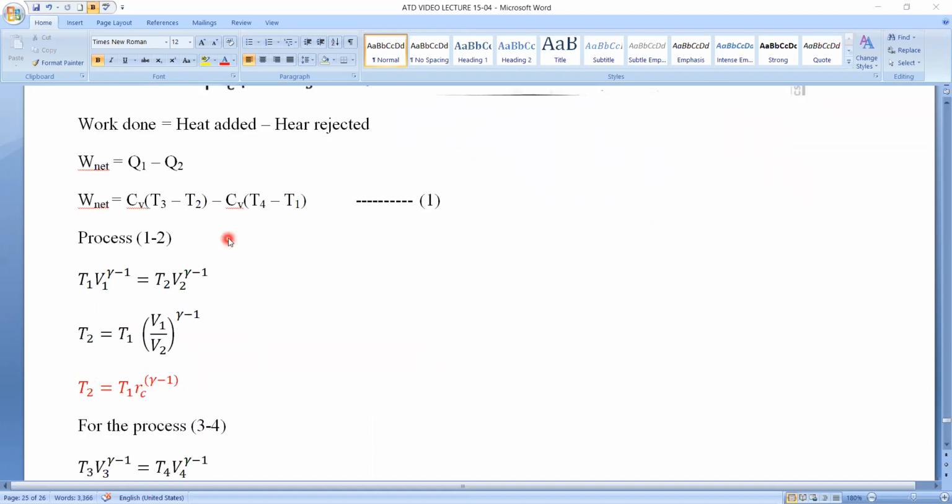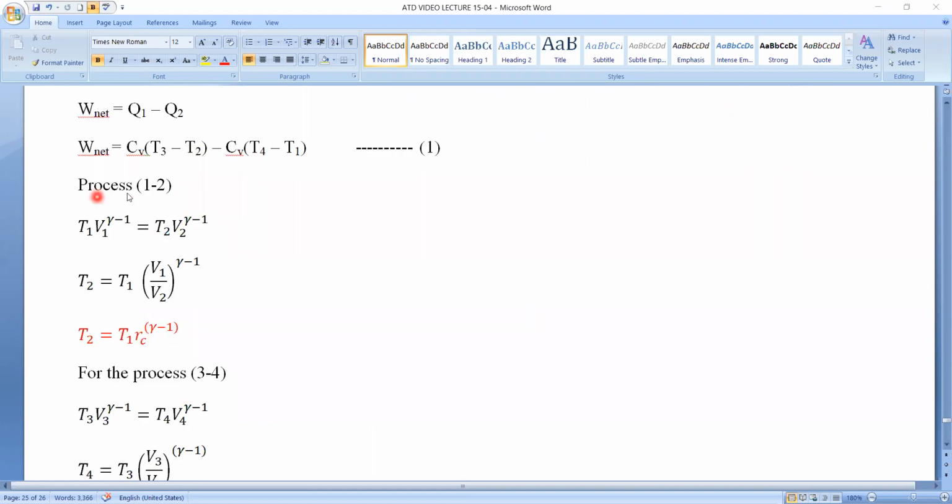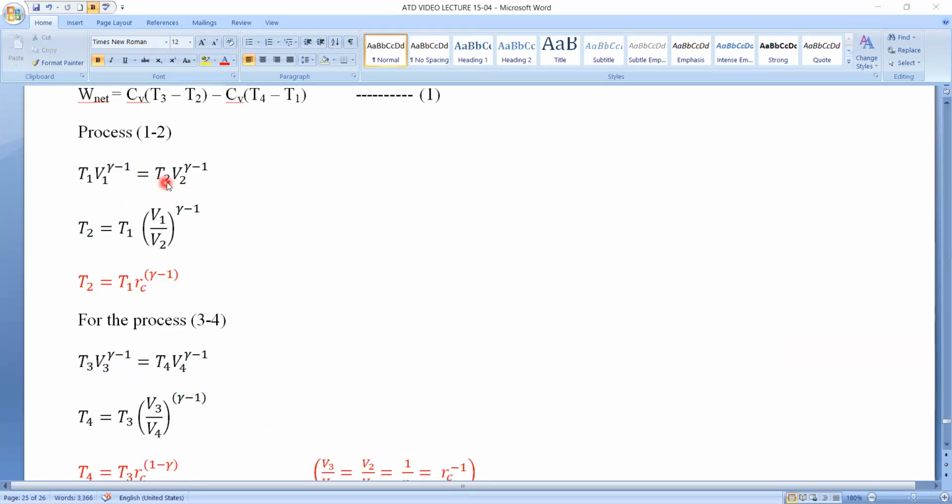We want the final equation in terms of T1 and T3 only. That's why we have to write T2 in terms of T3 and T4 in terms of T1. So for the process 1 to 2, we know that T1 V1 raised to gamma minus 1 equals T2 V2 raised to gamma minus 1, because the 1 to 2 process is an adiabatic process. So the TV relationship is this. Now do the cross multiplication. T2 equals T1 into (V1 by V2) raised to gamma minus 1.